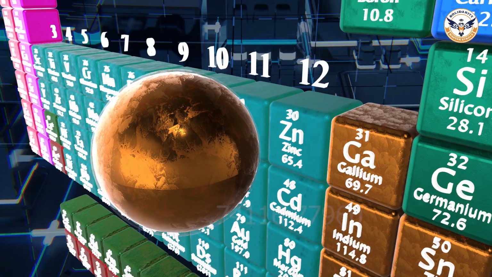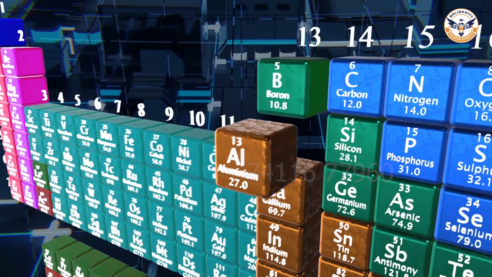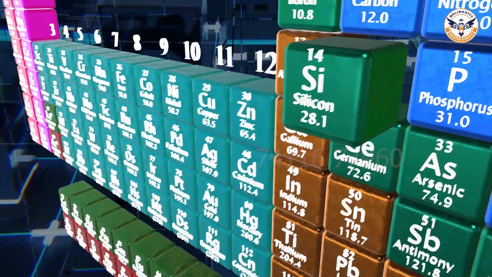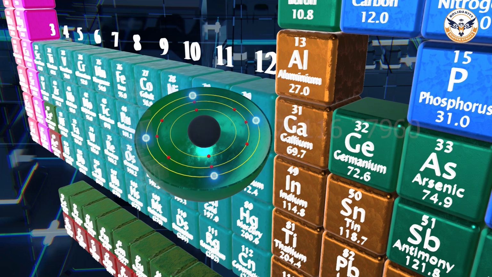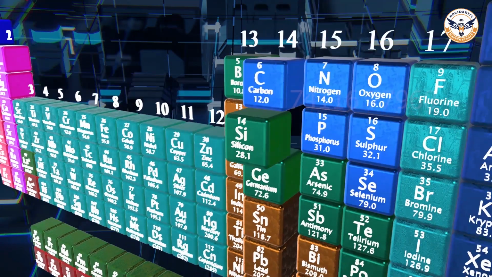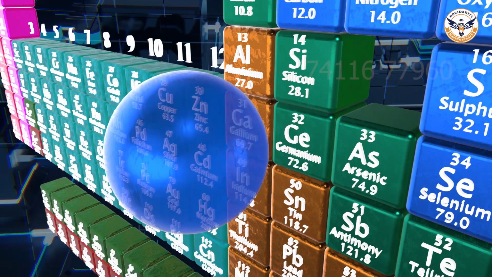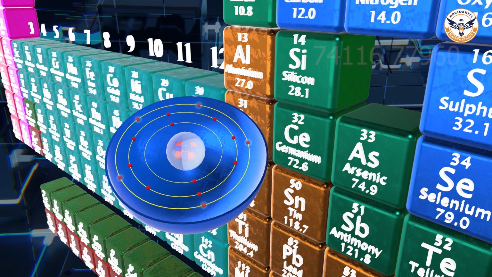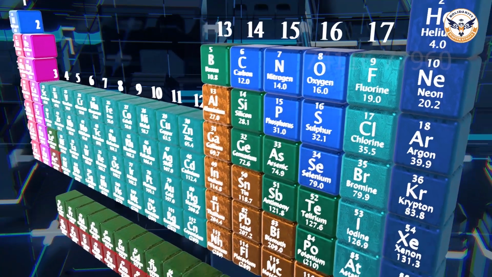Aluminium, with three valence electrons, belongs to group 3. And silicon, with four valence electrons, belongs to group 4. And phosphorus, with 5 valence electrons, belongs to group 5. And so on.